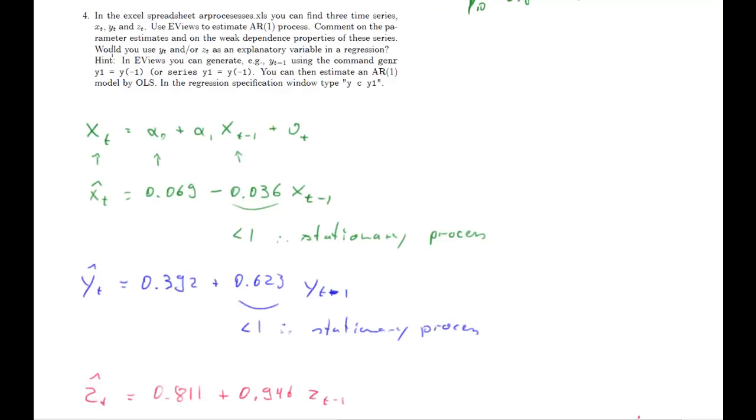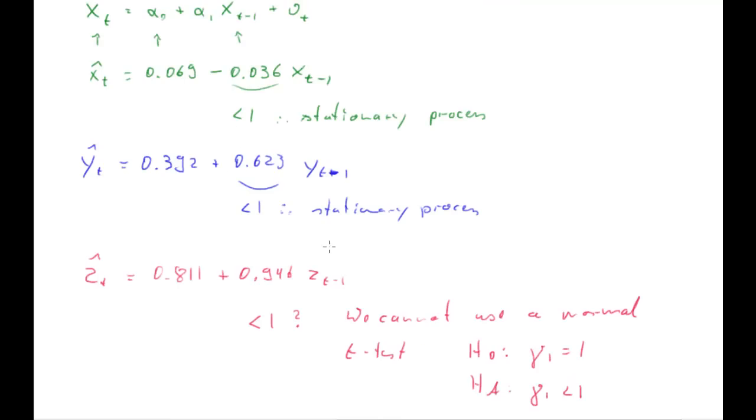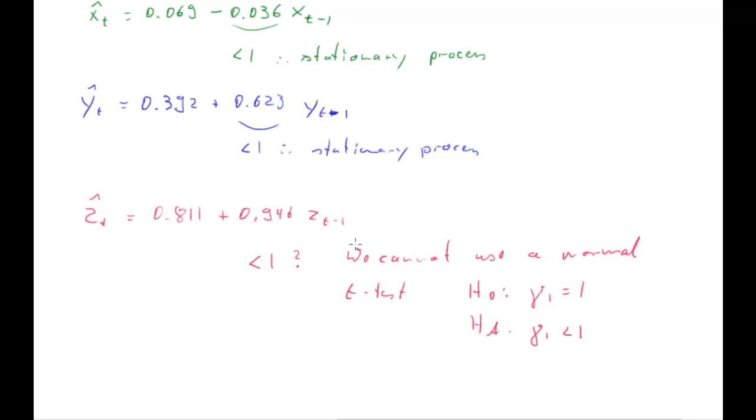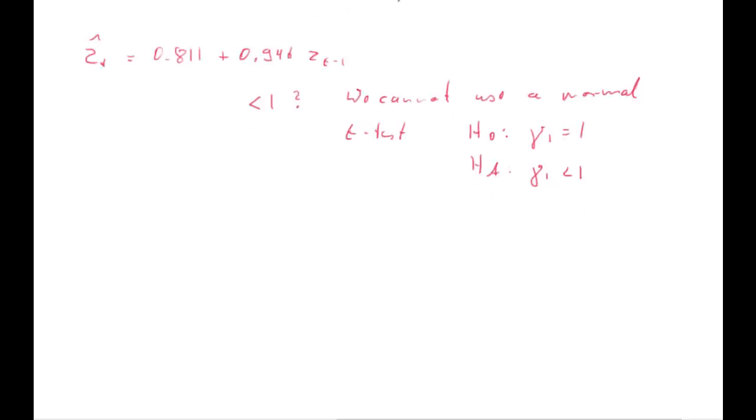So, going back, would you use yt or zt as an explanatory variable in a regression? Yt, no worries, we concluded this is pretty stationary. Zt, we possibly say no. Now let's continue to the last question in the time series section.